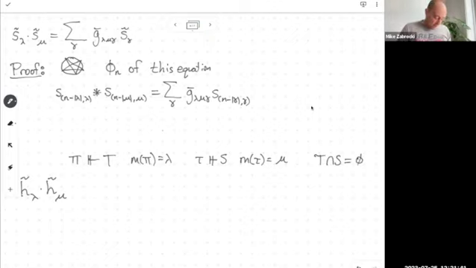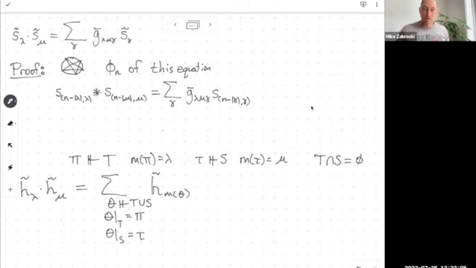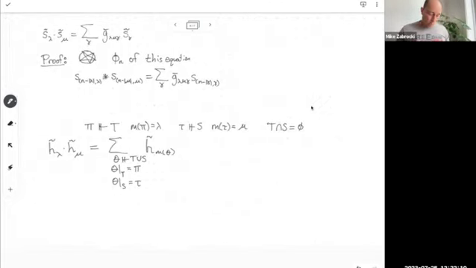So then I claim that H lambda times H mu is the sum over all multiset partitions theta of T union S, such that theta restricted to T is pi and theta restricted to S is tau. And then it's H tilde m of theta. It says that there's a really pretty expression for the product rule in the H tilde basis.